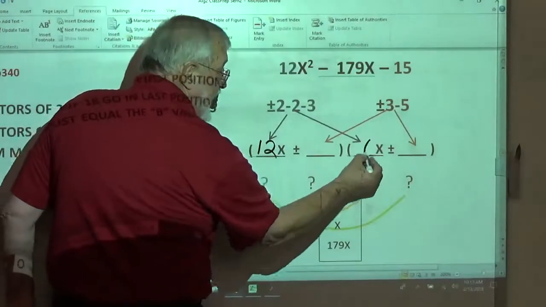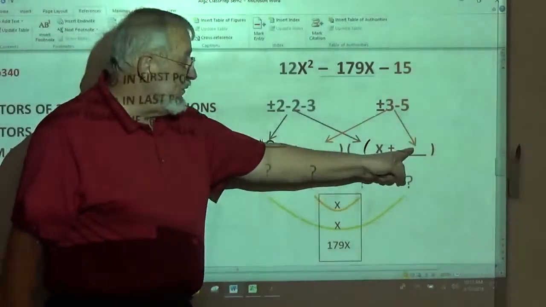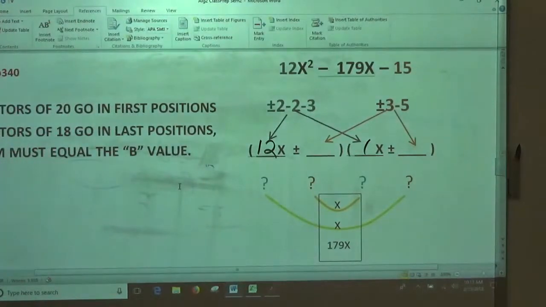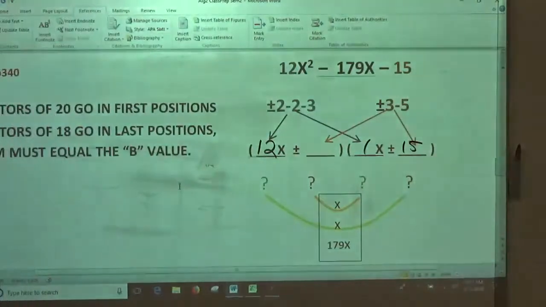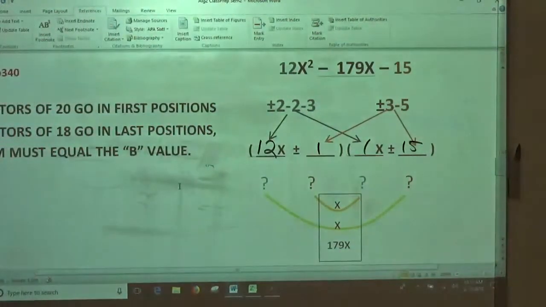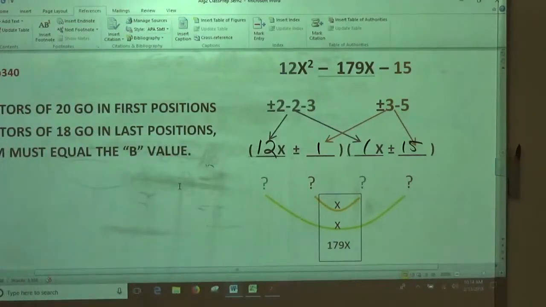Has to be a 12, that has to be a 1. Now, if I put a 5 here, how much is 12 times 5? 60. That's nowhere close. So it looks like I'm going to have to put all 15 in here. That's the only two choices I have. And so let's see what happens. What's 12 times 15? No, it's not. It's 180. But 180 subtract 1 is 179.